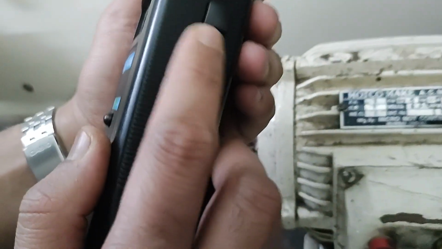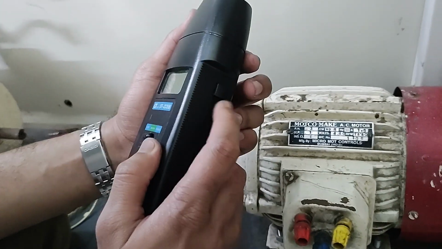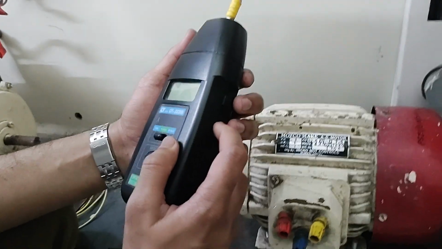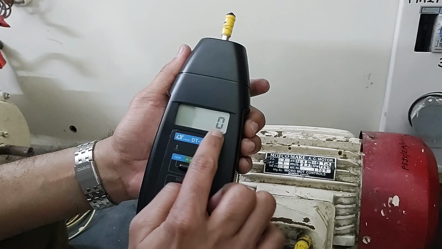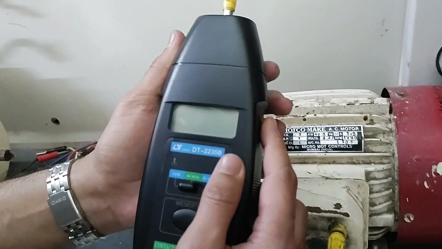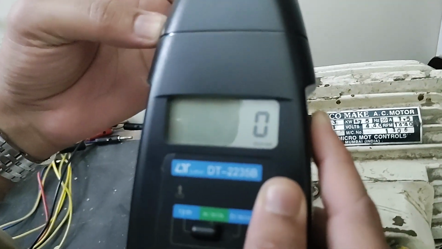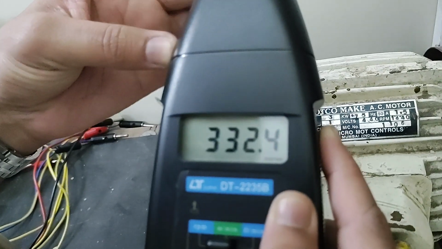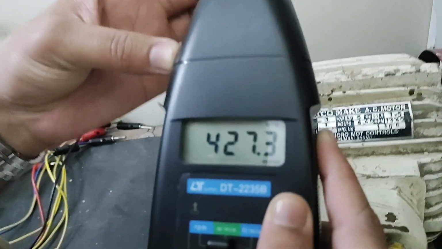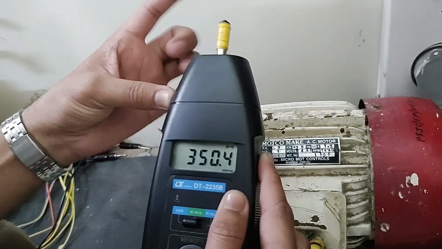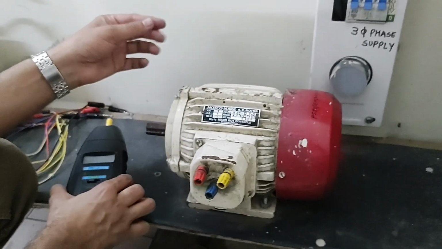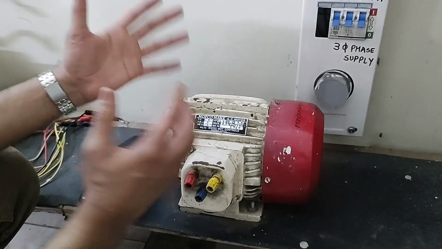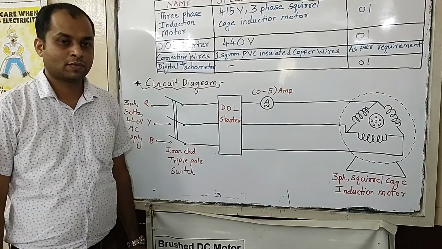There is a side button provided for switching on the tachometer. When we press this button, it will indicate 0 RPM. When we connect the shaft of the tachometer to the motor, as the shaft rotates, it will indicate the speed reading. So let us now have a look at the circuit diagram for this experiment, and then we will perform the practical.